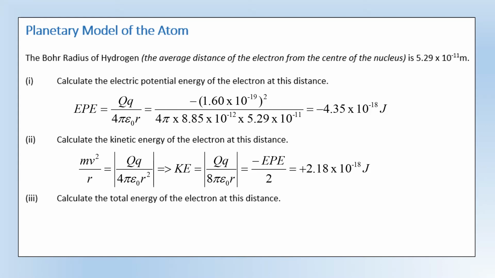So the total energy of the electron would be those two energies added together, giving us a total energy of minus 2.18 times 10 to the minus 18 joules. And know that it's not a problem that it's negative. Things can very easily have a total energy that is negative. Okay, so that's the energy predicted by the planetary model of the atom.